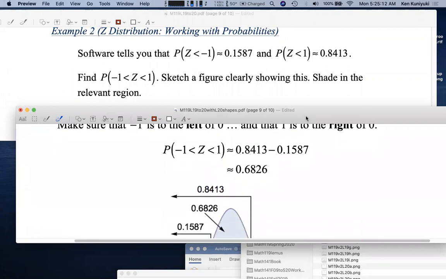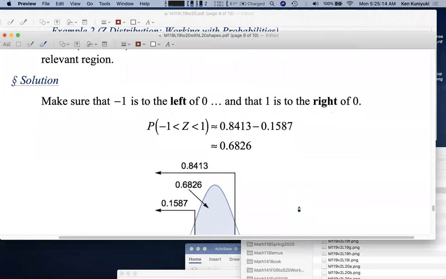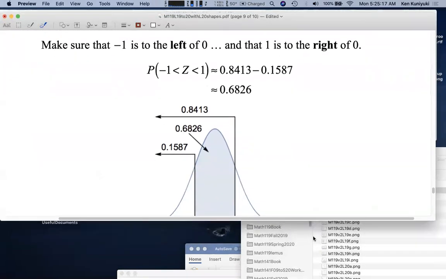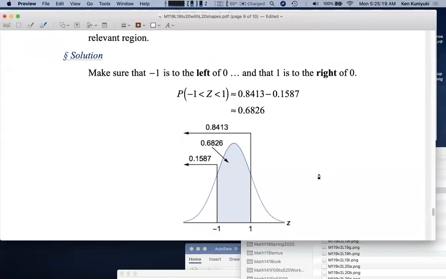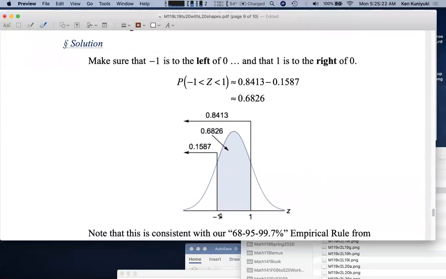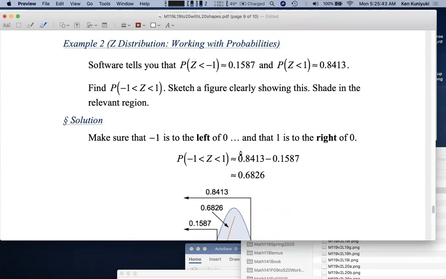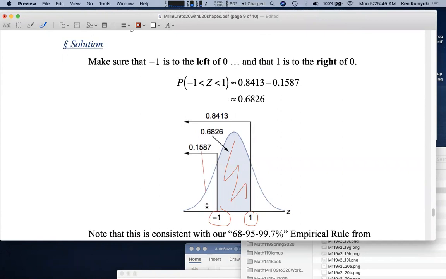So again, make sure that the -1 is to the left of 0, because a lot of people make a mistake there. Make sure that the -1 is to the left of 0. 0 is this hilltop here, where the hilltop is. 1 over here is to the right of the 0. We want this in-between area inside here, the blue shaded region. So how do we get that? Well, we know that the area or probability to the left of -1 is 0.1587. So I'm indicating that that's basically this over here. 0.1587 is the area in white over here.